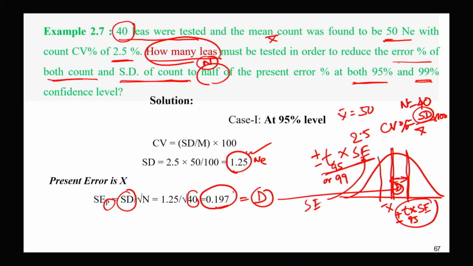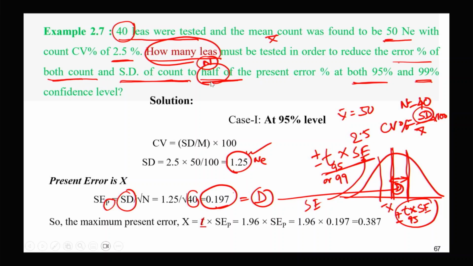Now, what we have to do? We have to make this error half. So, new error will be, so maximum error, this is the standard error. Now, the maximum error is that, no sorry, earlier I made some mistake here, it is not error, it is a standard error. Okay.